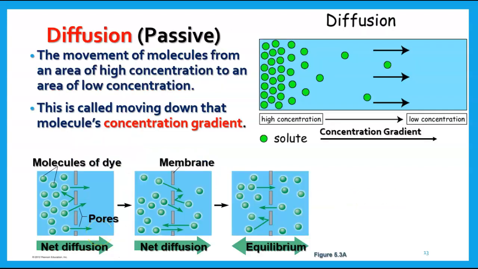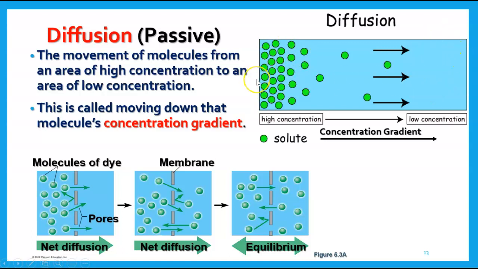Diffusion is the main form of passive transport. Okay, diffusion by definition is the movement of molecules from an area of high concentration to an area of lower concentration. And this is what's referred to as moving down the molecule's concentration gradient. And so if you look at the diagram up here in the upper right, you'll see that we have a high concentration of molecules right here and less or none over here in this part.